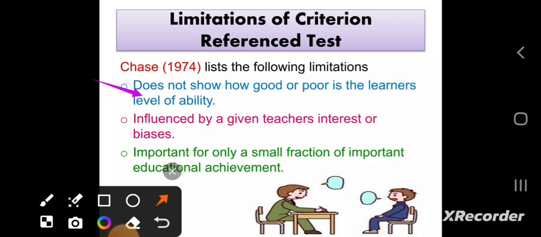CRTs are designed to assess whether a student meets specific objectives or standards but do not offer insight into the relative level of performance compared to others. This means that they don't provide a comprehensive evaluation of a learner's overall ability.